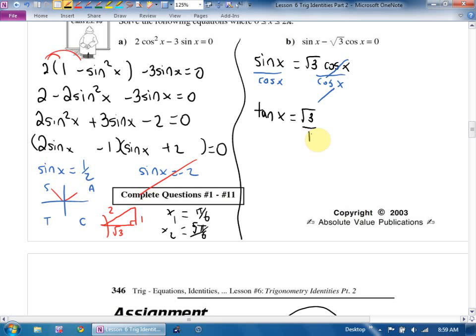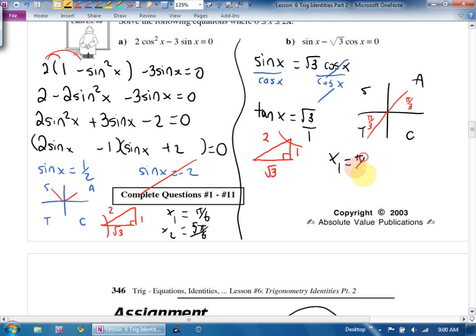Oh, first of all, CAST rule. C-A-S-T. Tangent is positive here and here. Do I have a triangle with a root 3 and a 1 in it? Yeah. Which angle, the bottom one or the top one, has a tangent of root 3 over 1? Opposite over adjacent. Pi by 3. And I get x1 equals pi by 3, and x2 equals 4 pi by 3. Ta-da.